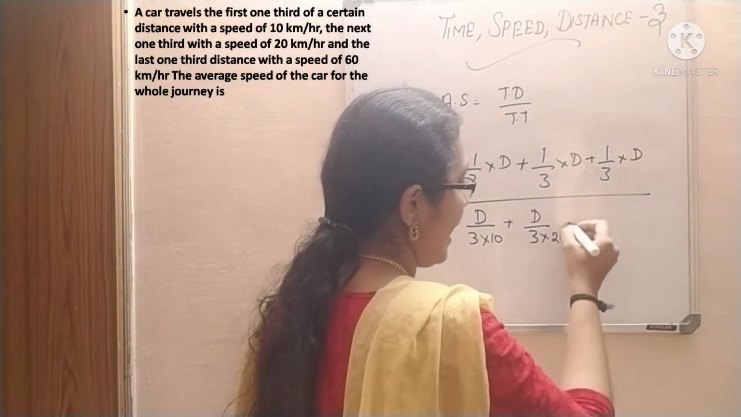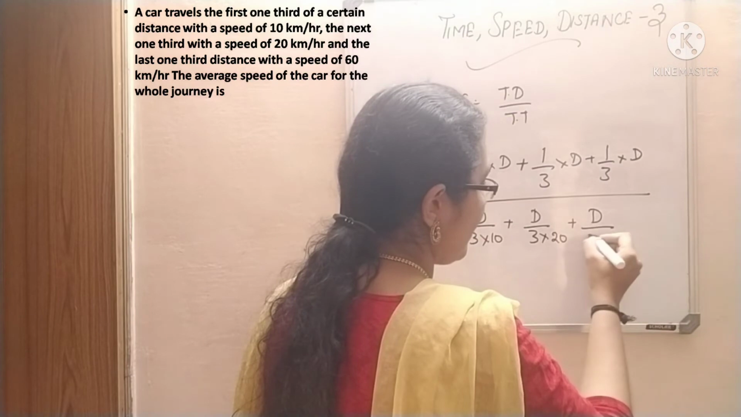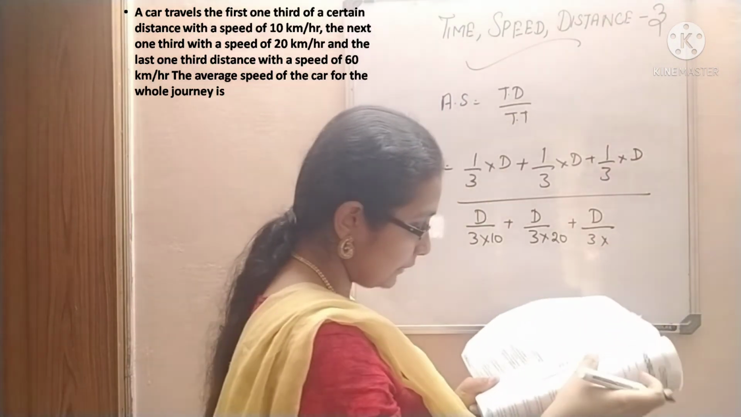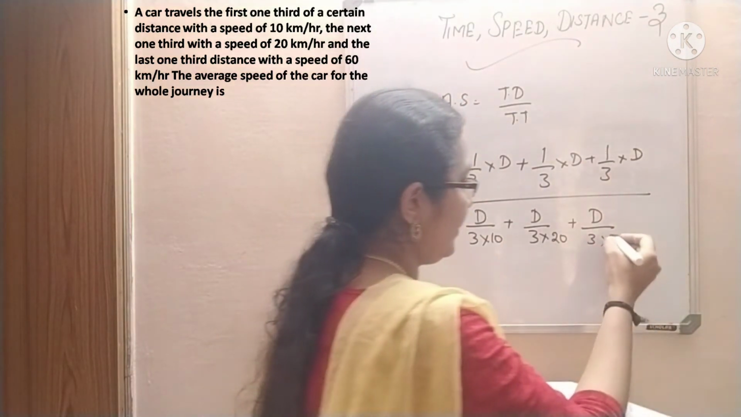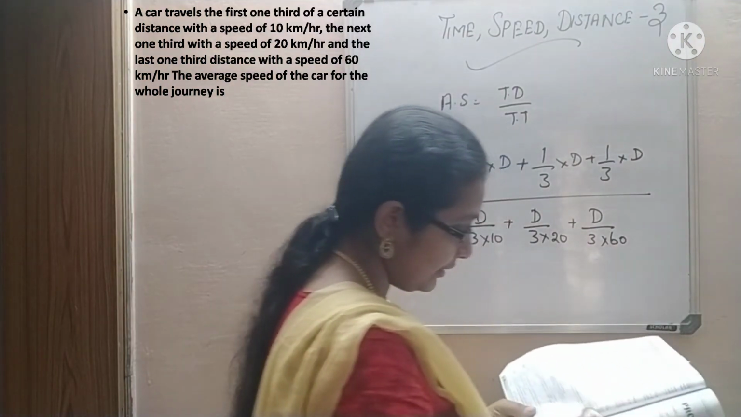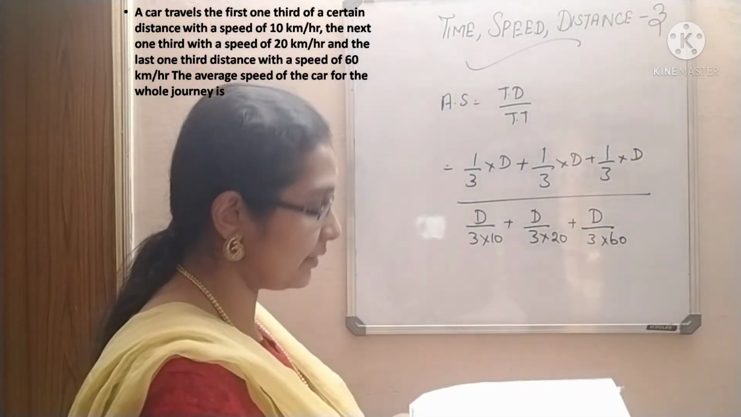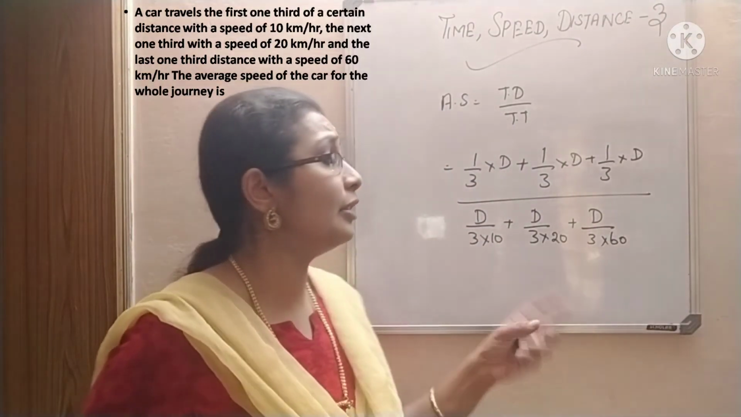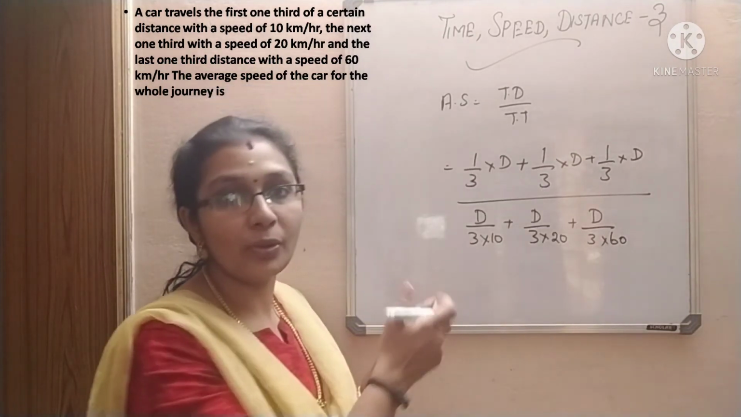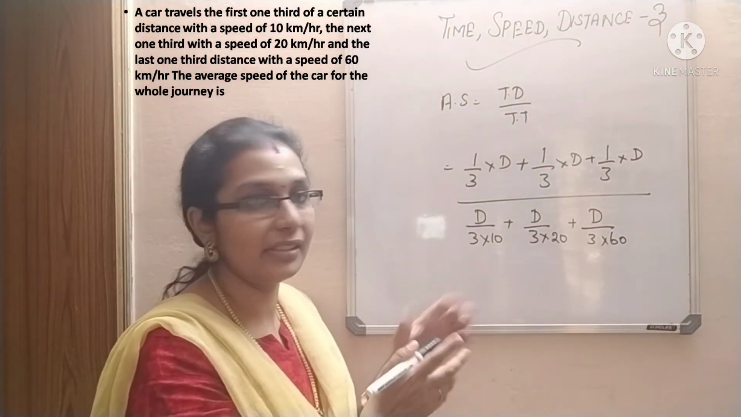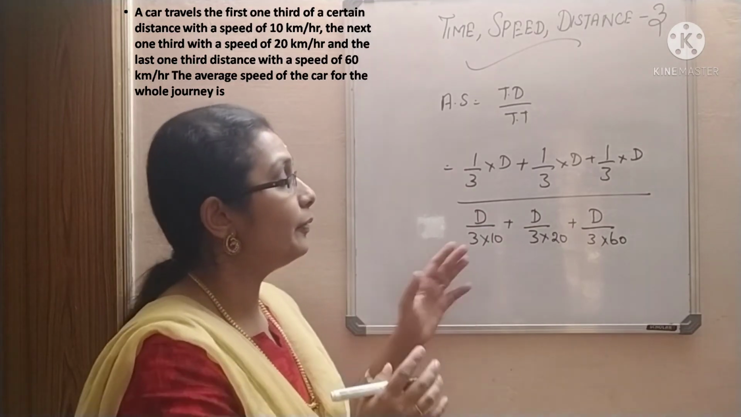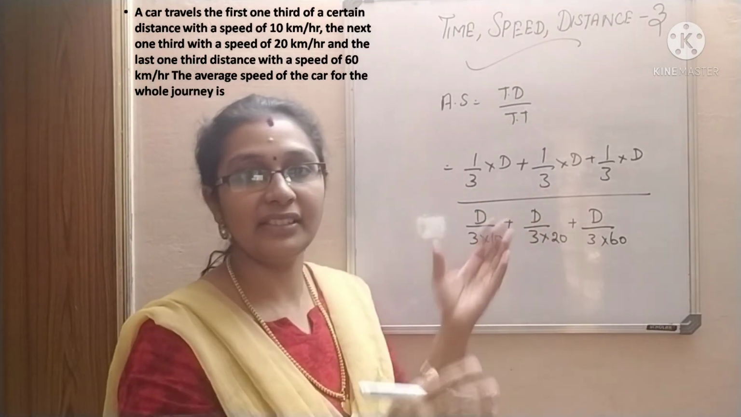And the third part of the distance he is covering at 60 kilometer per hour. Find the average speed. Once you know how to write this, you can easily solve the answer. Simplification will be enough. So first understand the distance they have given.